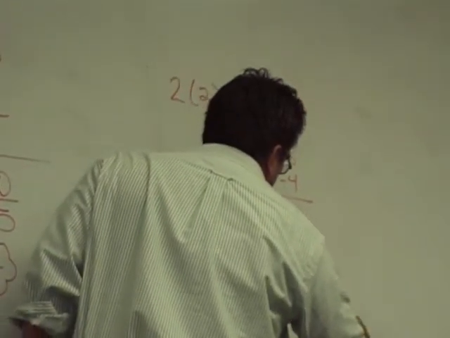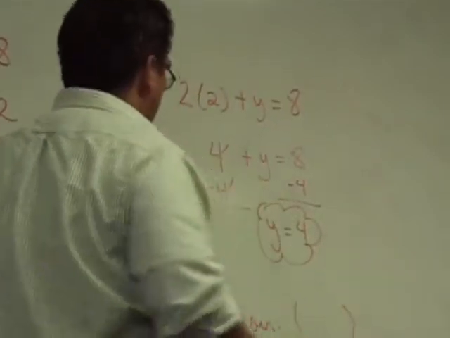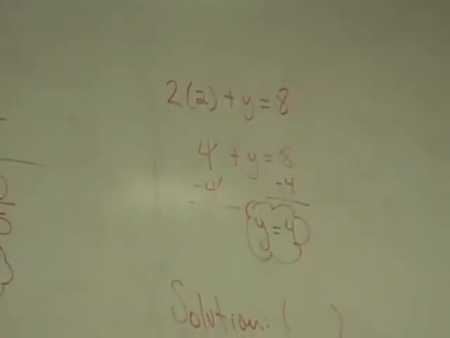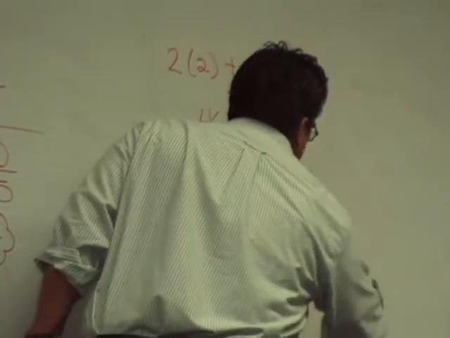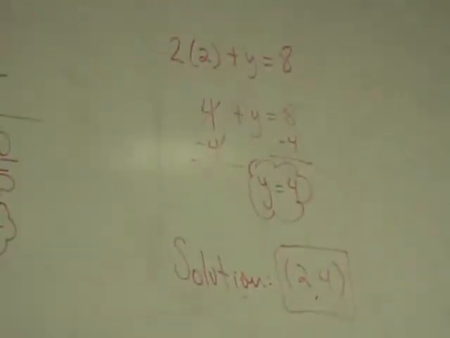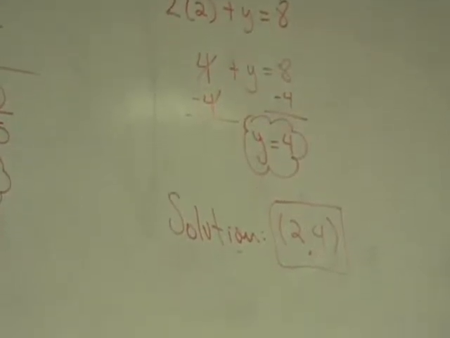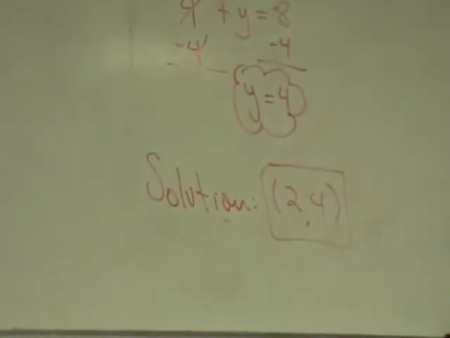as an ordered pair. Meaning, well, what is the ordered pair? What's 2 comma 4? Can someone tell me with a simple sentence what this point represents? What is that point? The point of intersection of what? Of the 2 lines. That's right.